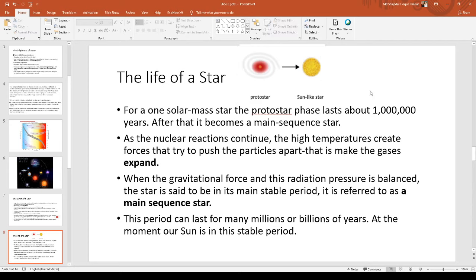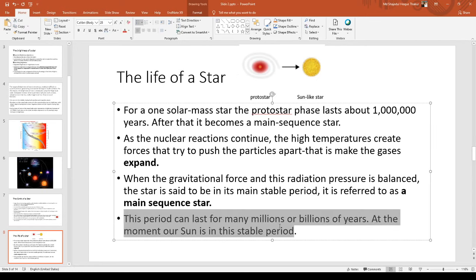So this occurs over time and it takes about 1 million years. However, this phase, as I said, is the main sequence star. It's the main stable period of the star, so this state stays much longer. This period can last for many millions or even billions of years. At the moment, our sun is in this stable period.